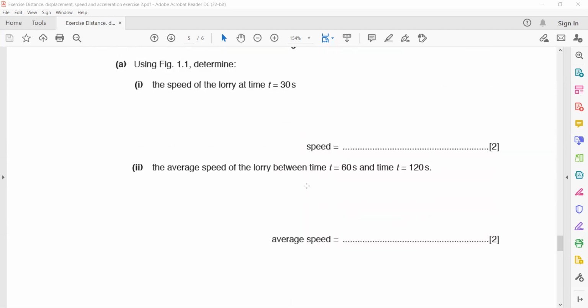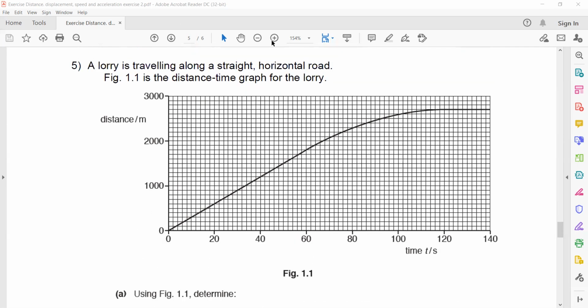So to calculate the average speed from 60 seconds to 120 seconds, how can we work out the distance covered? At 60 seconds, each box is representing 100. So this is 1,800. So at 60 seconds, it is 1,800. And for 120 seconds, it is 2,700.